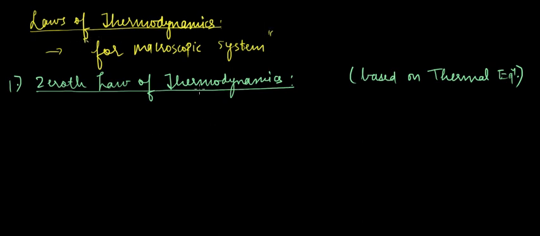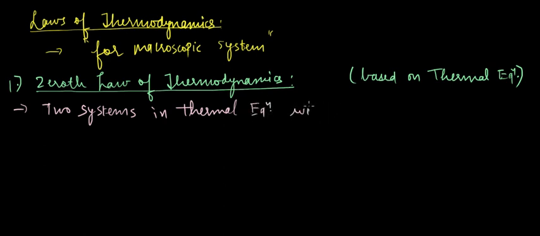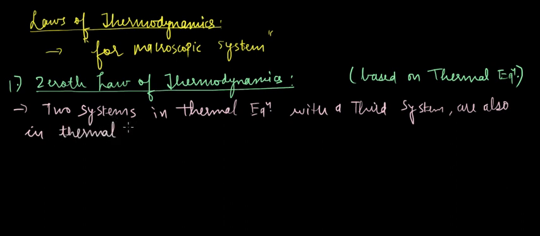So first let's get started with the zeroth law of thermodynamics, which is based on thermal equilibrium, which says that if two systems are in thermal equilibrium with a third system, then they are also in thermal equilibrium with each other.